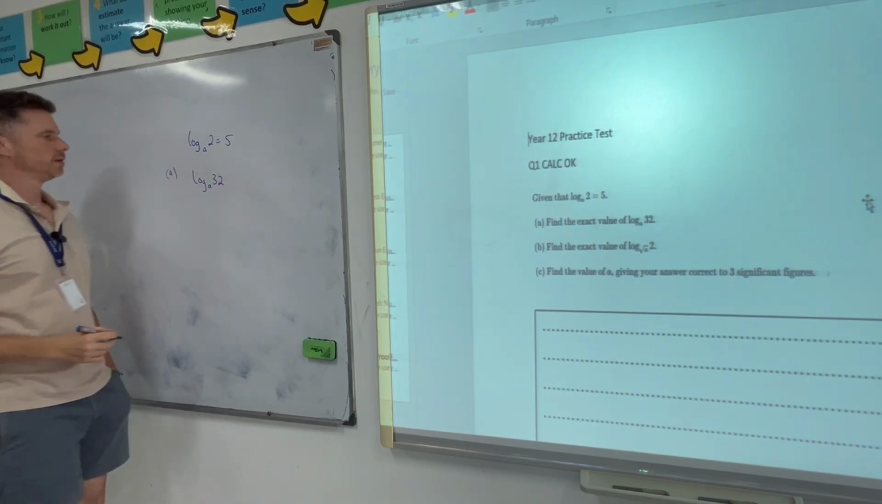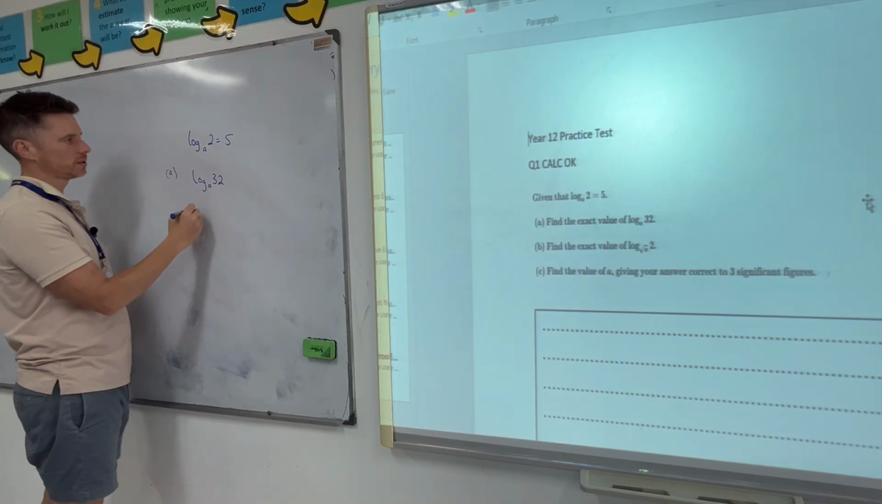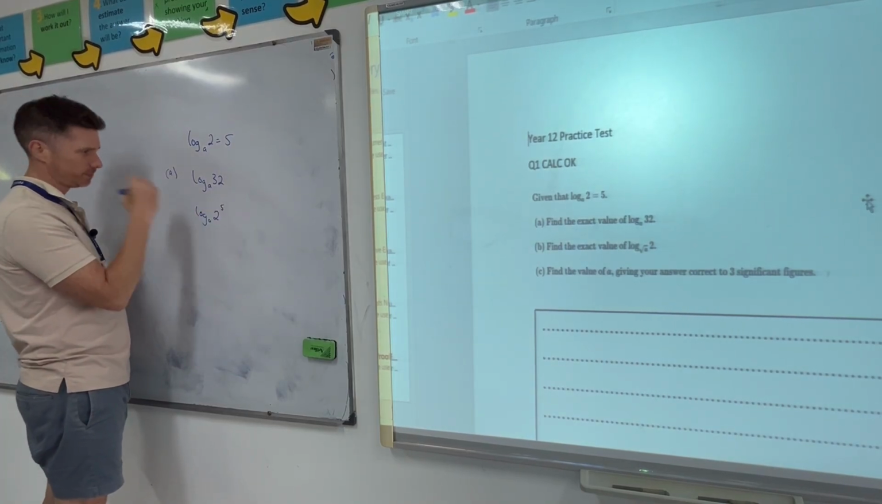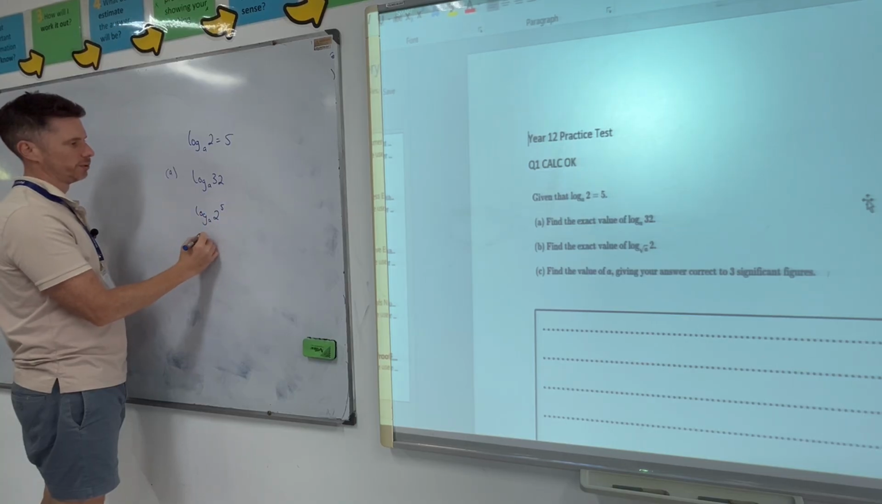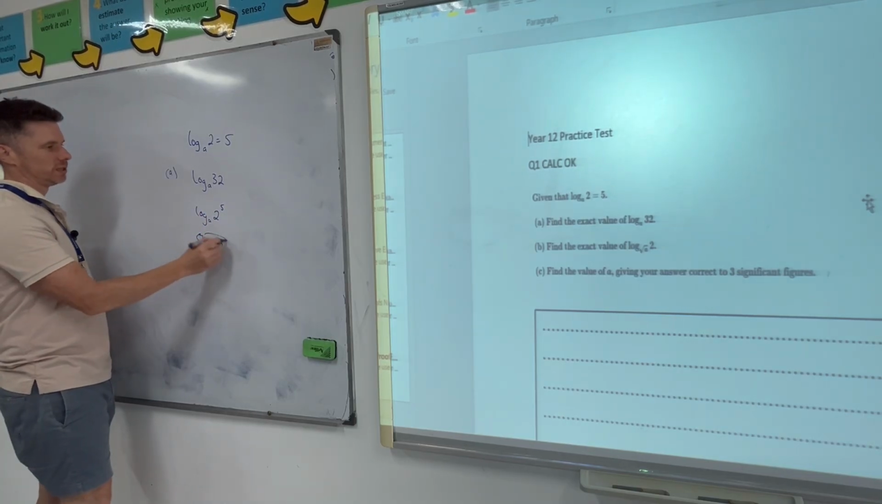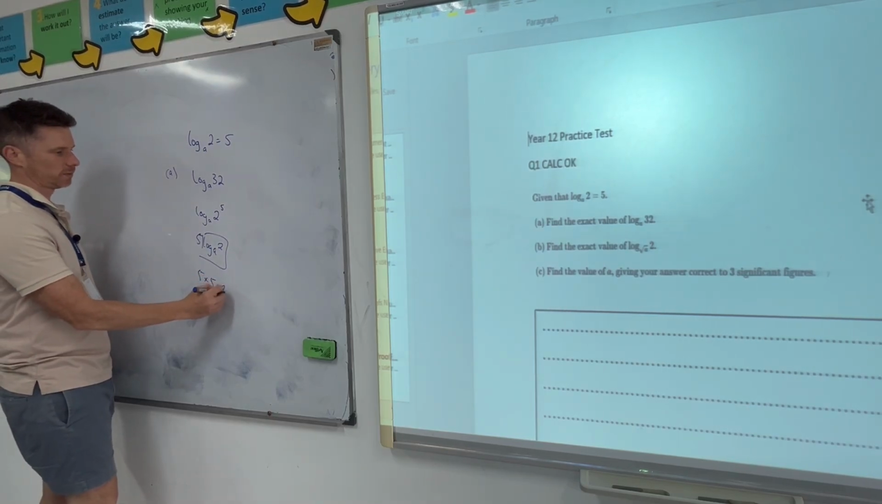Okay, we need then some version of this, out of this. So that's 32 is 2 to the power of 5. Using log rules, then that's 5 log base a of 2. And we know that this is 5. So that's 5 times 5, which is 25.